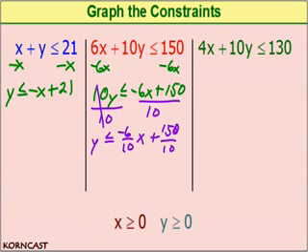And then, of course, reduce the fraction. So y is going to be less than or equal to negative 3/5 x plus 15.